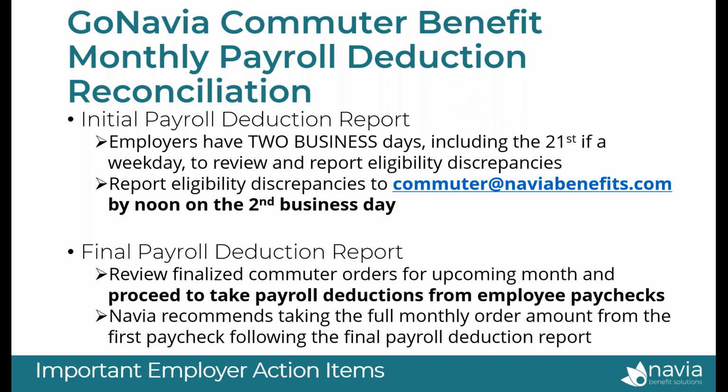The payroll deduction report will also indicate the method of funds delivery as directed by the participant when finalizing their order. So please note that options may vary by plan and location, but may include agency direct, in which funds are loaded to a transit agency pass or card, funds loaded directly to a Navia debit card, or banking direct deposit or check.